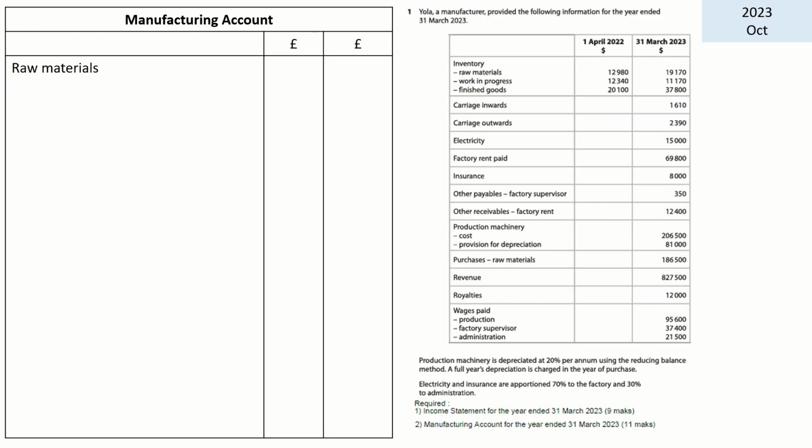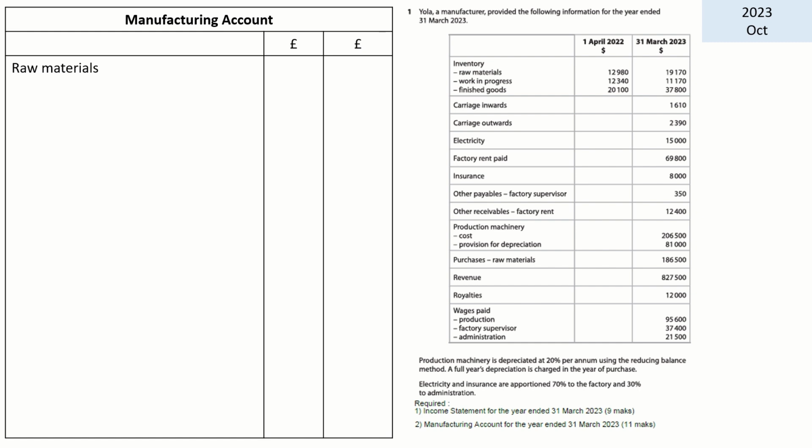This is a past paper question in Edexcel 2023 October. Yola, a manufacturer, provided the following information for the year ended 31st March 2023. Inventory, all the three types of inventory as we discussed in one of the slides. Raw materials, 1st April 2022 would be the opening balance of raw materials. Work in progress 12,340, finished goods 20,100. 31st March 23 should be the closing inventory of raw materials, work in progress and finished goods.